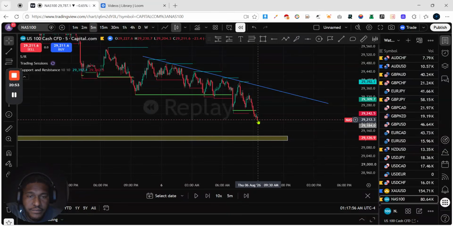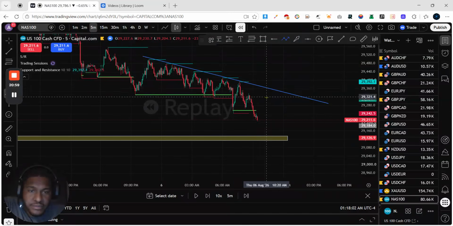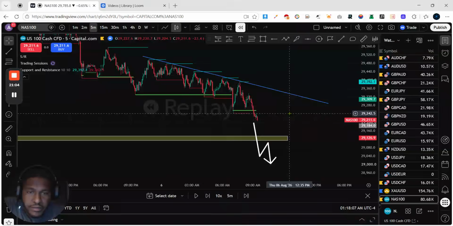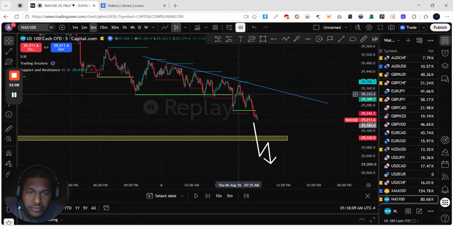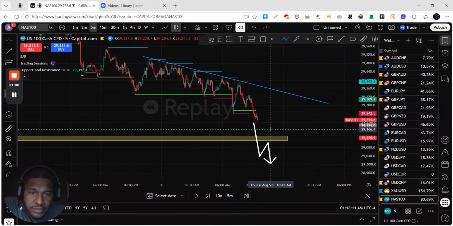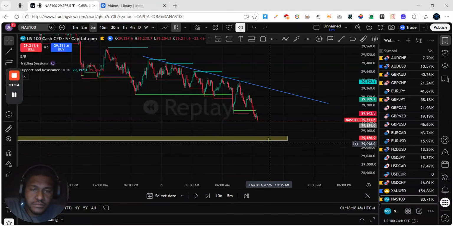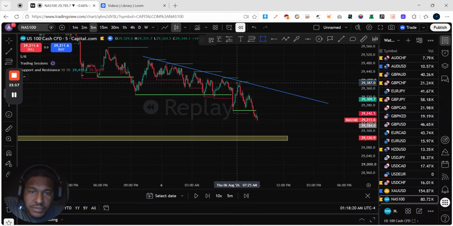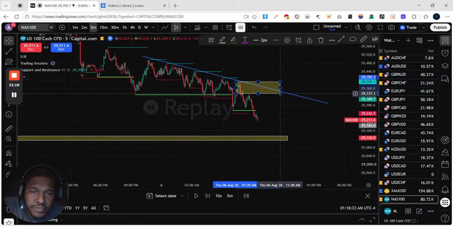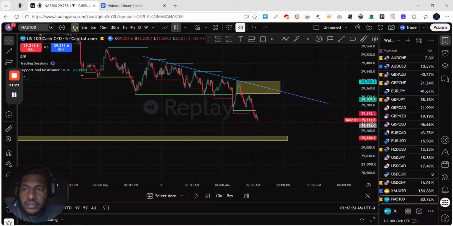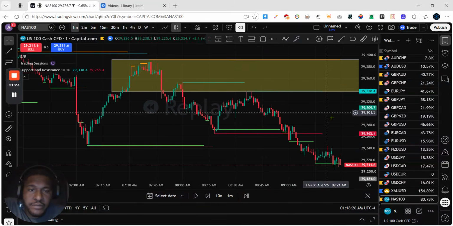You know what? We're not buying right here. If we get a break and retest, get in the engulfing, we sell. Other than that, I'm looking for price to come up here, then we sell. I'm looking to sell from this area. Now we go to the 1 minute.